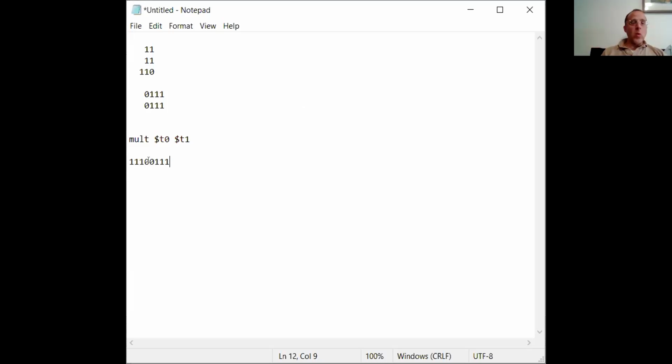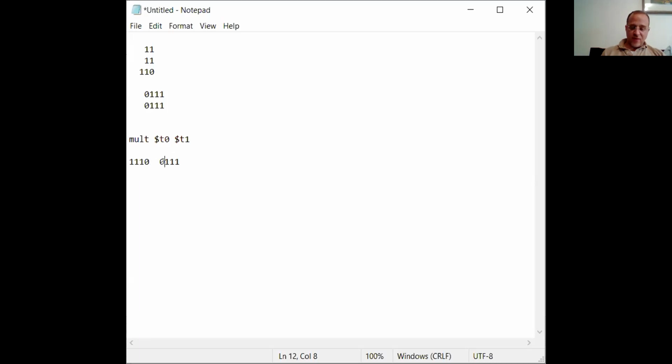What if I told you that my word length was 4? So that means the low would be this, which is positive, and the high would be this. So I would have a positive low and a negative high. Anyway, that would be an overflow.